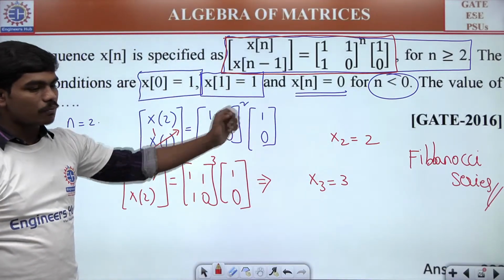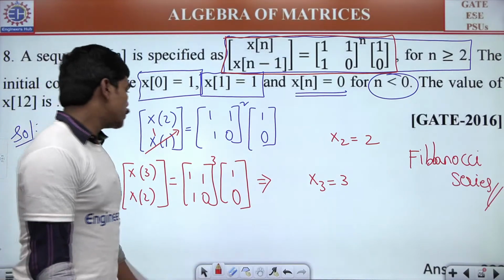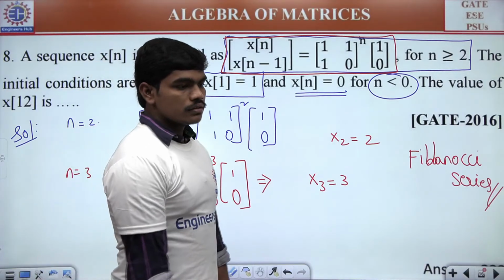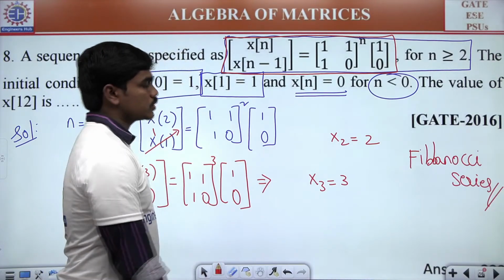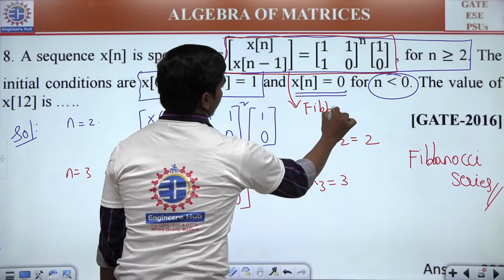But generally, if you don't know that point, you need to calculate things like this till you attain this 12 here. Okay. So this notation of matrix is the general notation for the Fibonacci series.